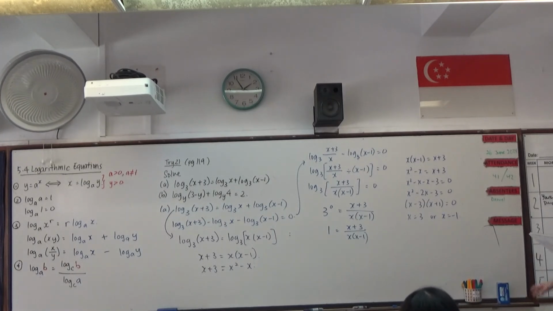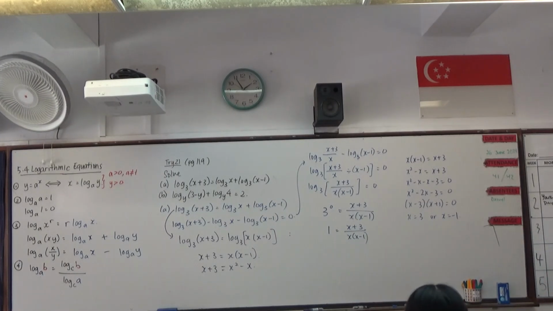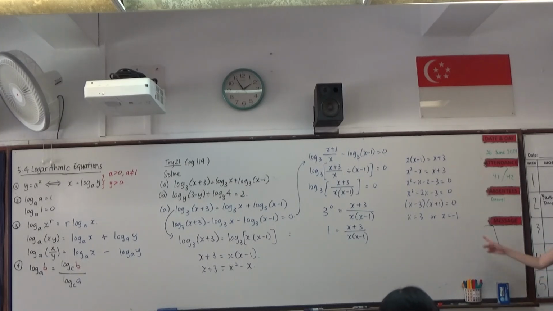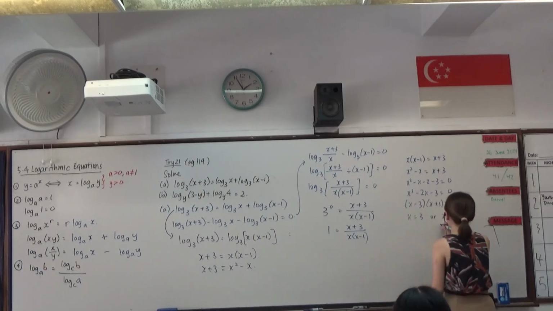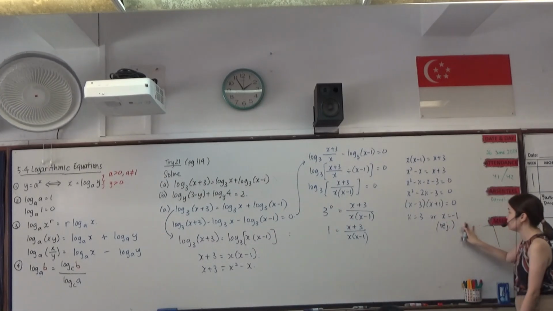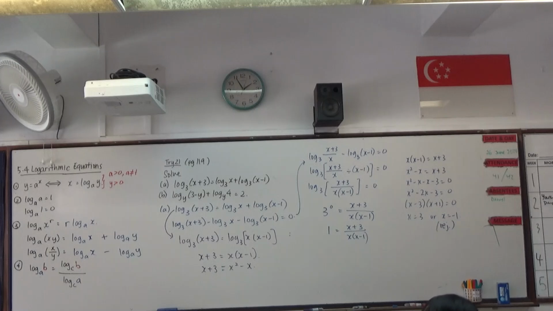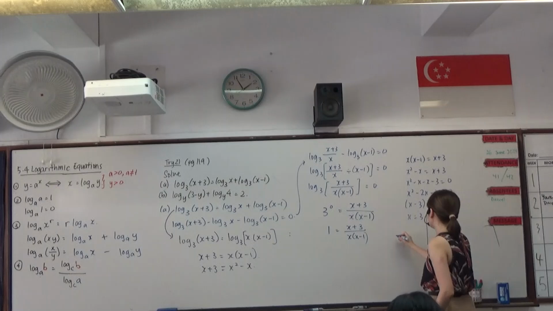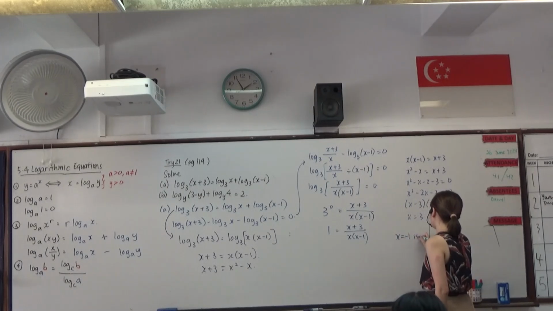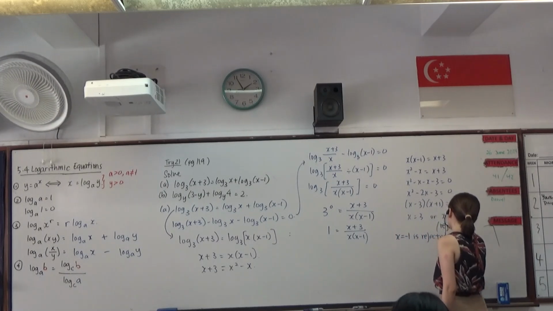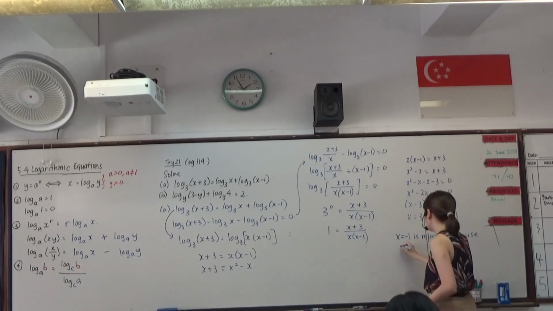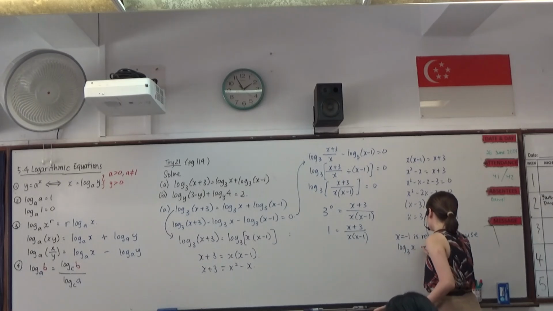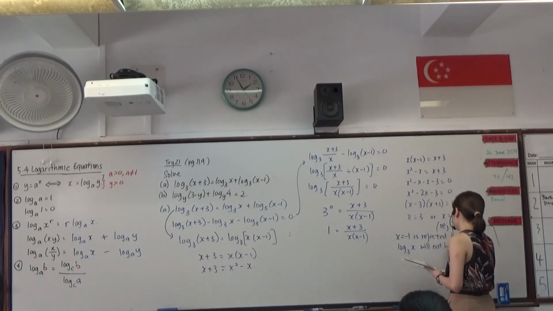In this particular question, it also asks you to explain why one of the answers is rejected. I think we are aware that x equals negative 1 needs to be rejected, because earlier on we already said that your base must be more than 0. So how to go about explaining it? You can say that x equals negative 1 is rejected because log 3x will not be defined.